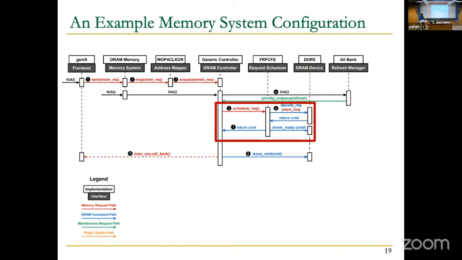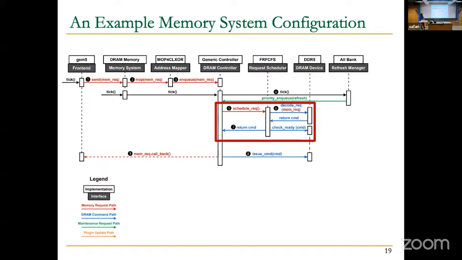Let's say we have an FRFCFS, first ready, first come, first served scheduling policy. Then this scheduling policy involves checking if the DRAM command for the picked request is ready or not. And this check ready function involves querying the state and timing constraints of the DRAM device to decide, okay, have all the timing constraints been satisfied so that we can actually issue this DRAM command. Once the scheduler has checked all the candidate requests, it will pick the command from the best request to schedule according to its scheduling policy.